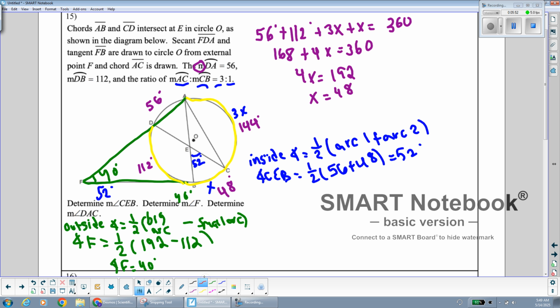And finally, the last one is angle DAC, which is this angle over here. Angle DAC is an inscribed angle. And it opens up to a diameter, which is 180 degrees. So half of that is 90 degrees. Remember, an inscribed angle that intercepts a semicircle or a diameter, same thing, is a right angle, because if it opens up to 180, half of 180 is 90.